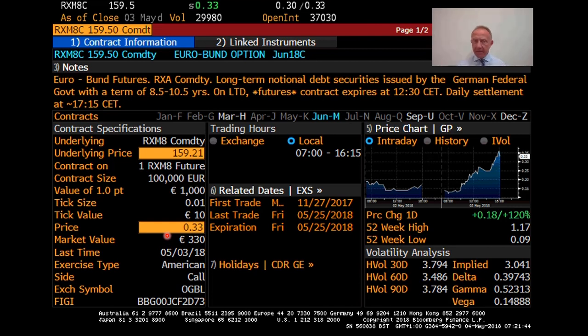So if the value of German government bonds were to rise, let's say up to 160 or 165, I get to buy them at 159.50 and I'm going to enjoy a gain in the fund. The fund is going to do well because of that. If, however, I'm wrong and German government bonds fall in price, then I'm not committed to buying those German government bonds and I don't suffer that loss. What I do suffer is the loss of 330 euros. That's the premium, and that's the most I can lose.